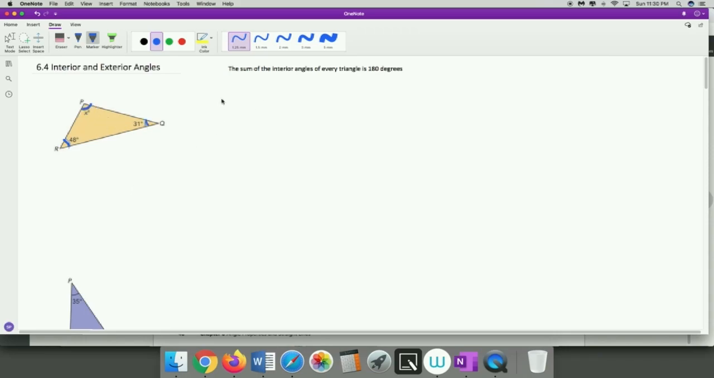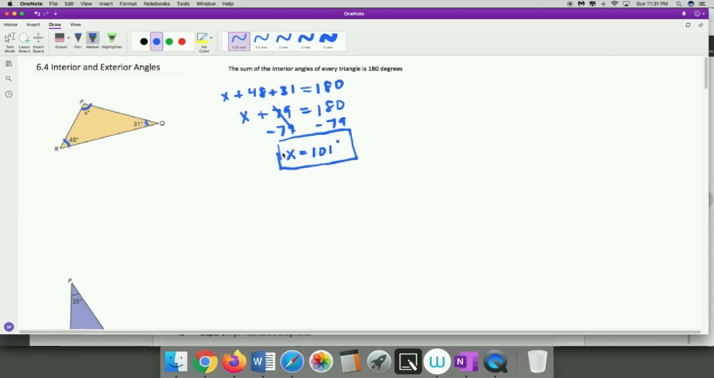So I can make a quick little equation, and I could say that x plus 48 plus 31 equals 180 degrees. I could solve this equation. That boils down to x plus 79 equals 180. I subtract 79 from both sides, and I wind up with x equal to 101 degrees. When you get your answer to a question like this, make sure that your answer makes sense. A 101 degree angle is an obtuse angle. So if you look here, make sure your x actually is an obtuse angle, which it is, so we're good.